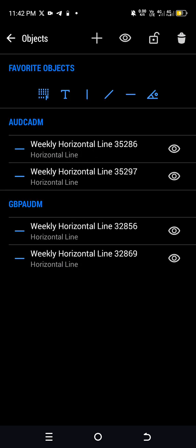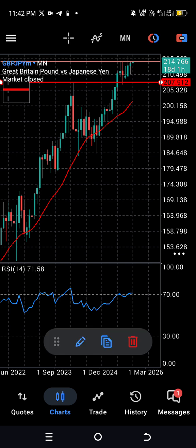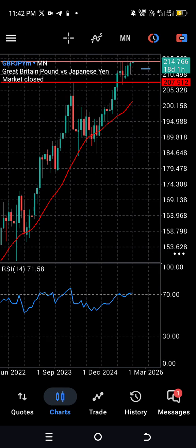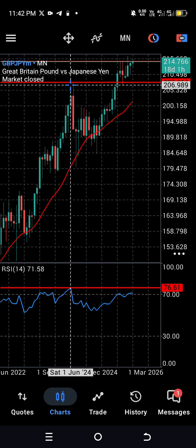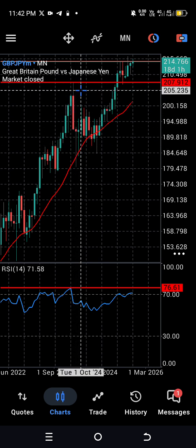This is pound JPY on the monthly time frame. Remember, we are using a higher time frame, and a higher time frame gives accurate analysis, accurate results. So this is the monthly time frame. You can see what the pound Japanese yen is doing here. Look at our resistance level, 207.912.